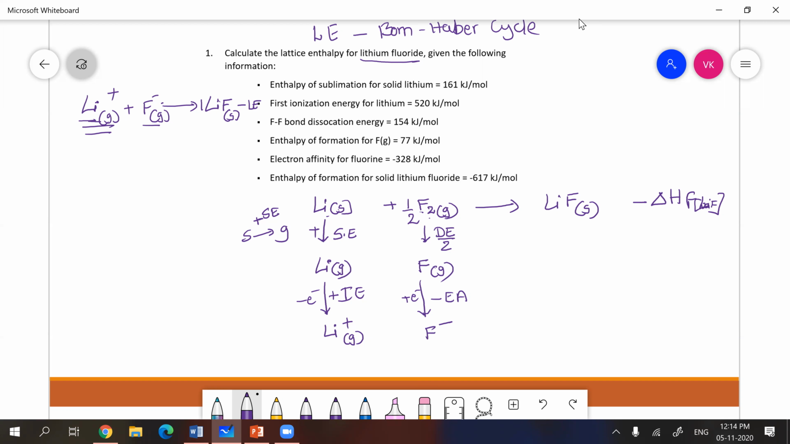Very simple. So solid to gaseous state conversion requires sublimation energy. Always the system is gaining energy, so you have to give a positive sign.